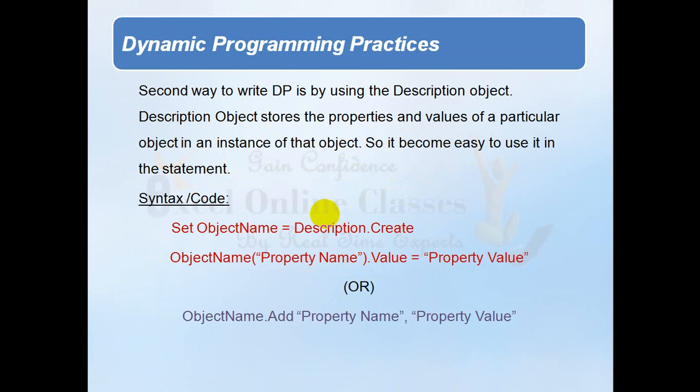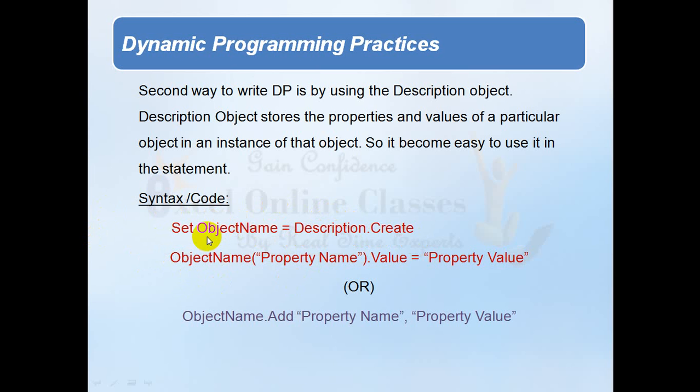So we have another method called dynamic descriptive programming. This is the second way of descriptive programming. In this we have to create the object. First we have to create the object, later we can use that object in our script. So here I have given some syntaxes for how to create that description object. Yeah, you can see set object name equal to Description.Create. That means this is a notation to create one object. What is that object? Description object.